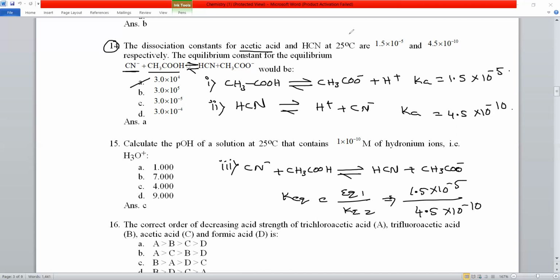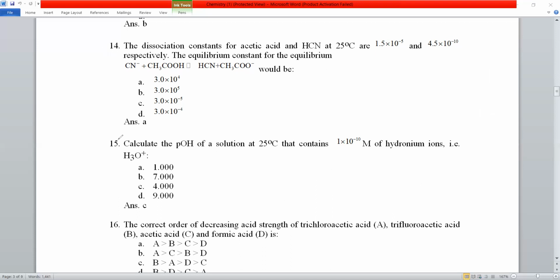Okay, so next, question number 15. Calculate the pOH of a solution at 25 degrees Celsius containing 10^-10 molarity of hydroxyl ions. They're asking for pOH. But this concentration is the H+ concentration, right, students? Hydronium ion means H+ concentration. So pH equals negative log of H+ concentration. Negative log of 1 × 10^-10, which is 10^-10, gives 10.